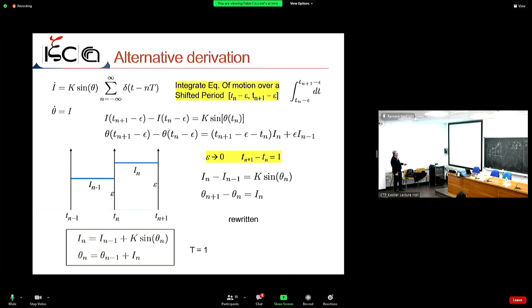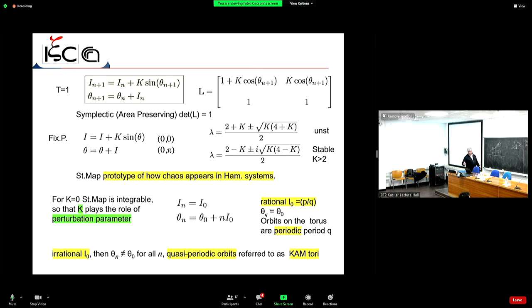Since you are integrating over a period, you also have to sum this part. Again, epsilon is the base, and IN is the height. So this is the integration of your equation of motion over a period. You put epsilon to zero, and you obtain the same equation. It's an alternative derivation. Okay? Since I give you the slides, you can find this computation already done.